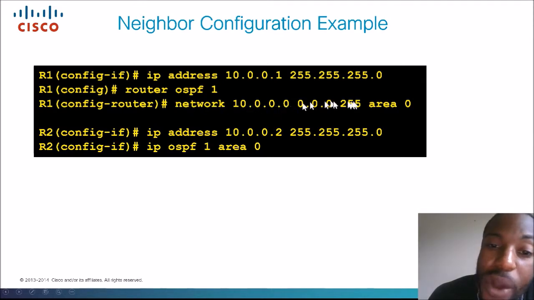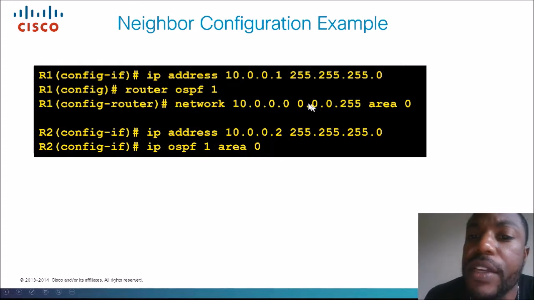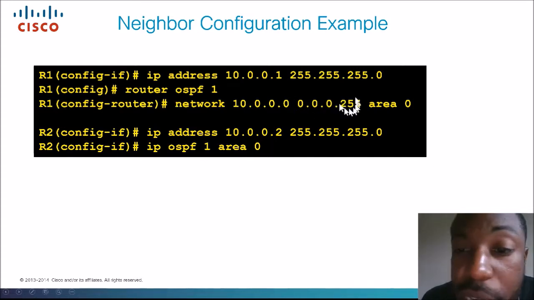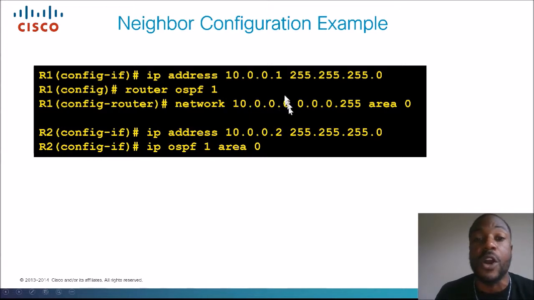This is called the wildcard mask right here. So this is the 10 network. This is a wildcard mask. That means we don't care about this, it doesn't have to match. I'm sorry, this part has to match. This, we don't care what that last number is. So these first three octets have to match, but this last octet we don't care about. So if it's 10.1.10.x, we don't care. And then the area number.